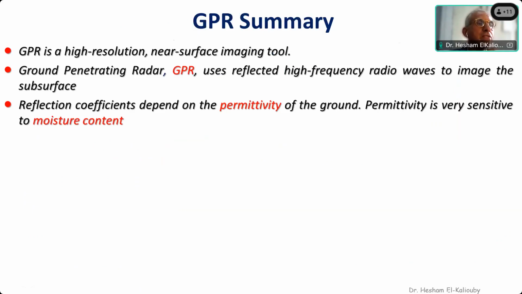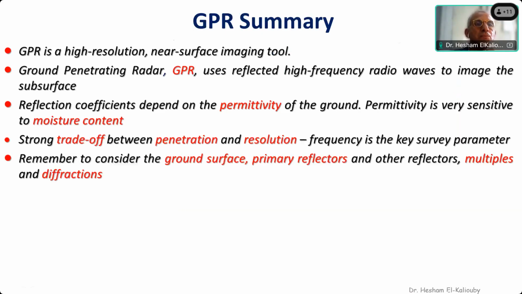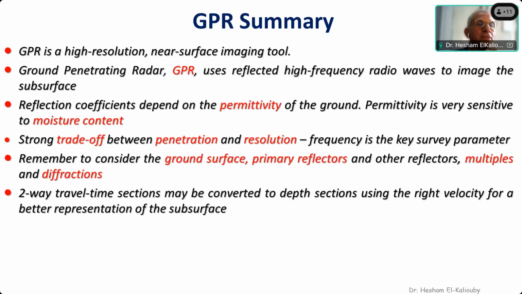There is a strong trade-off between penetration depth and resolution. Frequency is a key survey parameter. Remember to consider ground surface, primary reflectors, multiples, diffractions, and ringing. Two-way time sections may be converted to depths using the right velocity. If you use a wrong velocity, you will get wrong depths. Many similarities with seismic data processing. If you are familiar with seismic data processing, you can apply many of the seismic data processing steps.